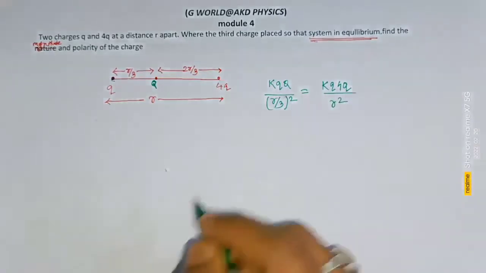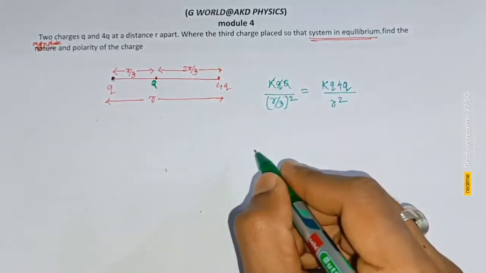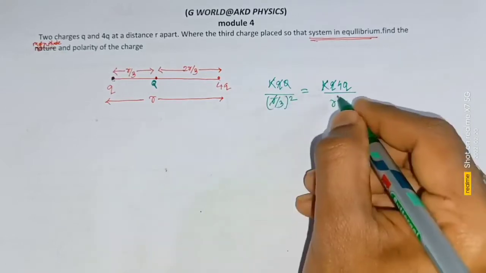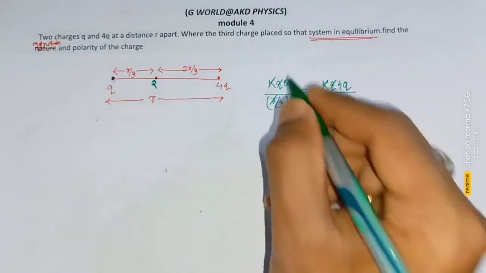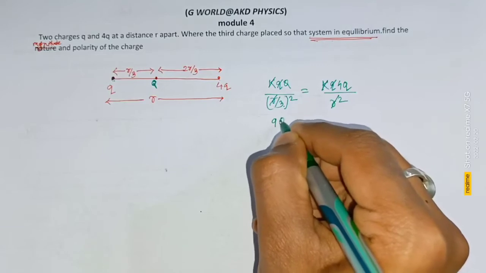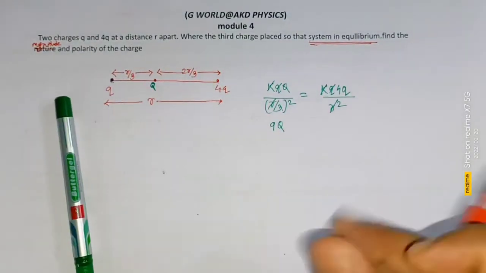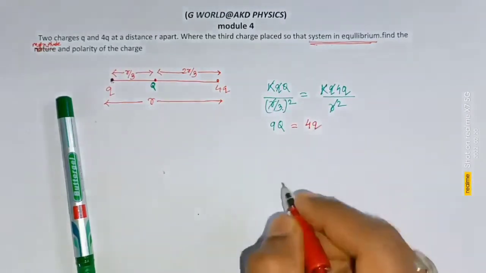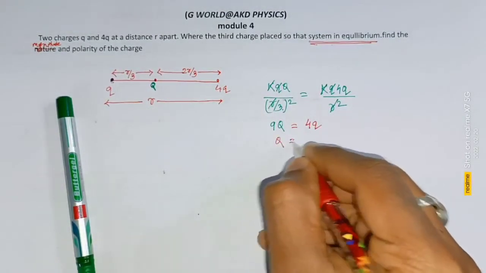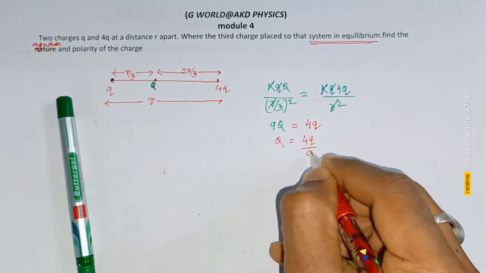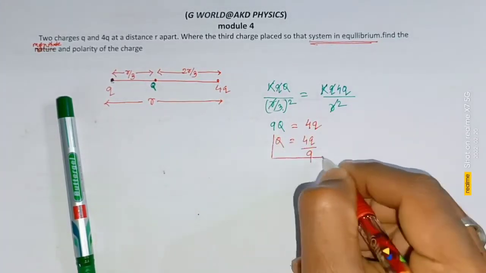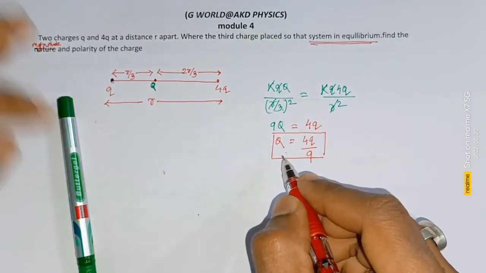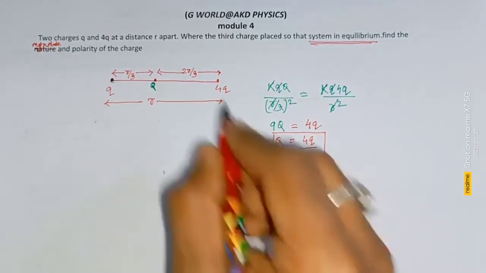r square. This K Q cancels. So 1 over r square, here also cancels. This goes to 9. So 9Q equals 4Q. Then this Q equals 4Q upon 9. So this is the magnitude of the third charge where the system is in equilibrium.